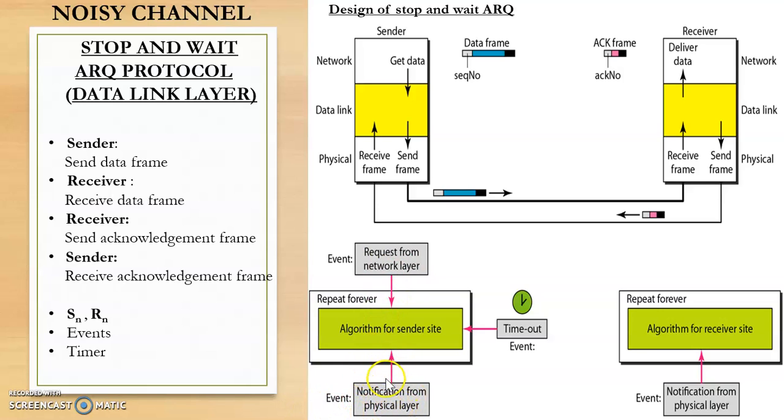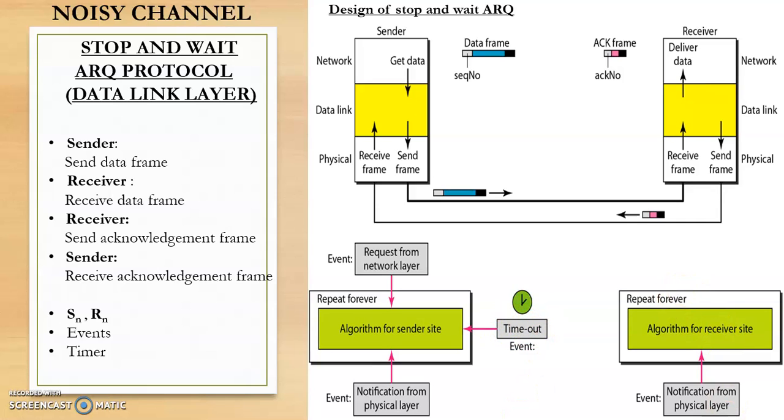So the data link layer will be able to receive the acknowledgement frame only when there is an arrival notification from the physical layer. And the third event is timeout, meaning after sending a frame, the sender will set a timer, and if the timer expires and the acknowledgement is not received, then the frame will be resent.